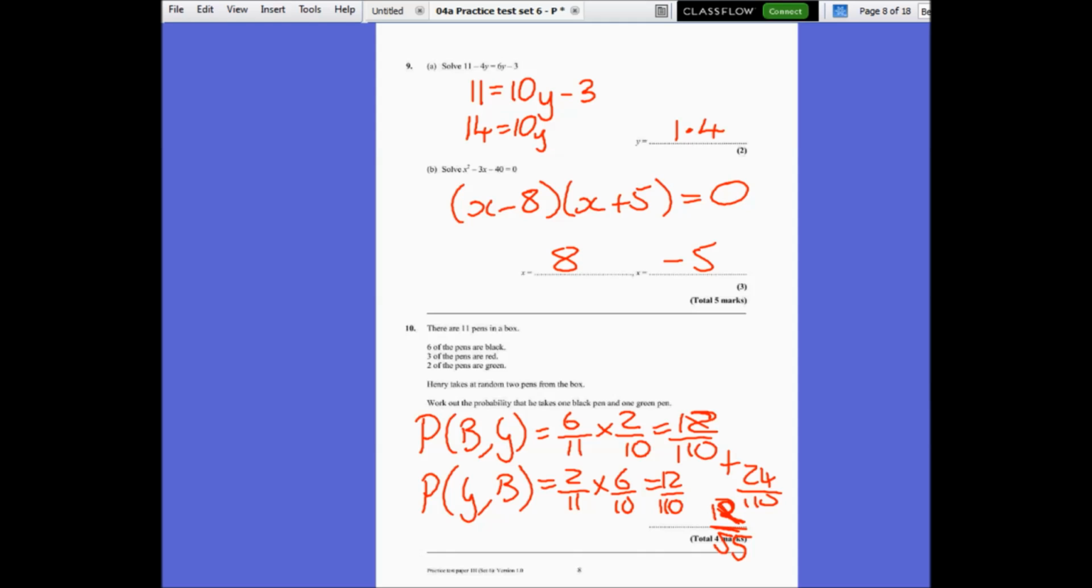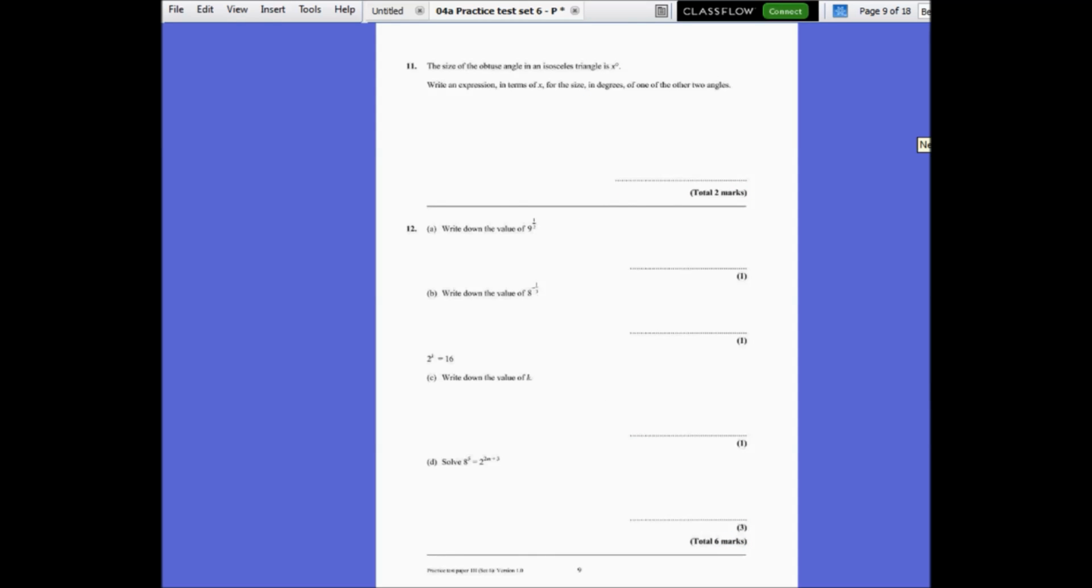Question 11. The size of an obtuse angle in an isosceles triangle is x. Write an expression in terms of x for the size in degrees of one of the other 2 angles. Well, if one of the angles is obtuse, that means there must be only one obtuse angle in it, leaving the other 2 to be acute angles.